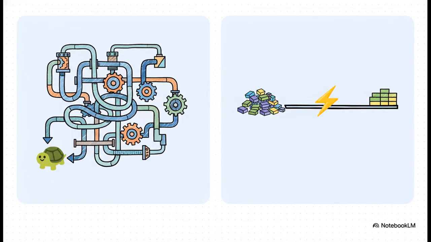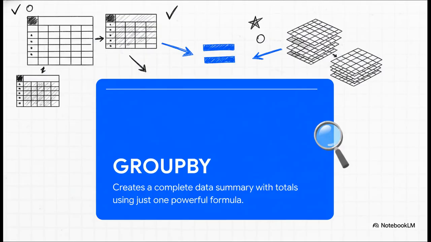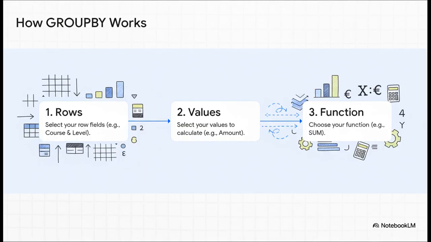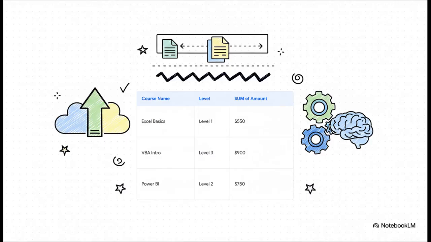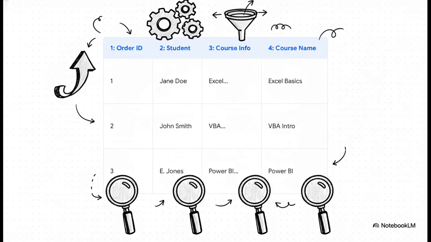All right, next up, summarizing data. Forget the old way of building pivot tables. There's something better. It's called GROUPBY. This function builds a whole summary table with just one formula. It's so fast. So how's it work? You just pick your rows, the values you want to sum up, and that's it. And look at that, a perfect summary, and it even adds the headers for you. So smart.